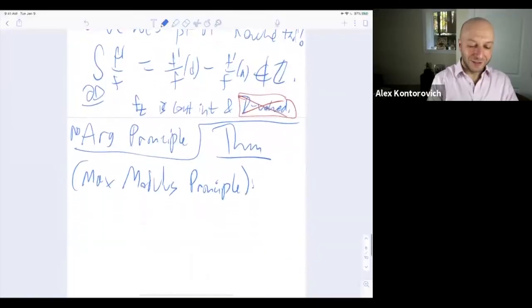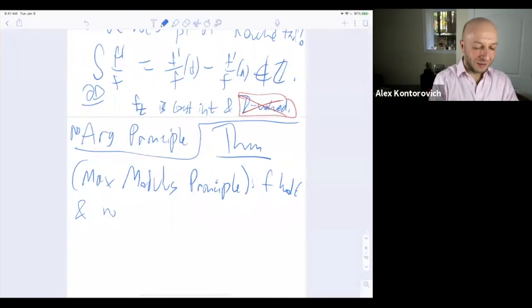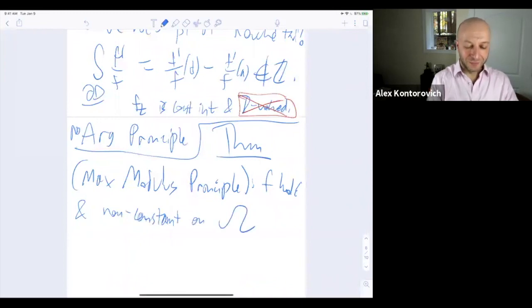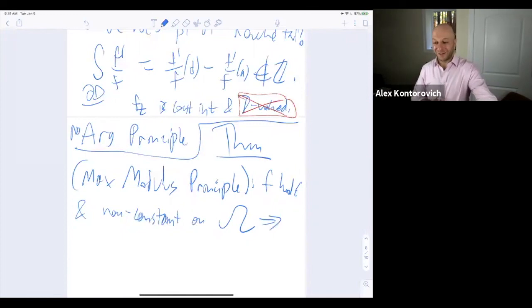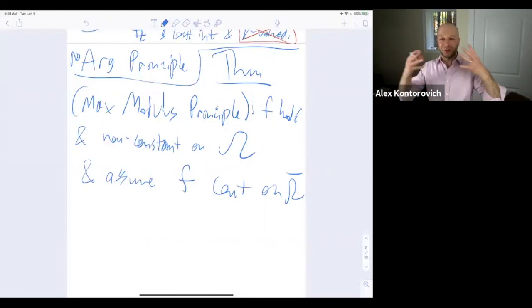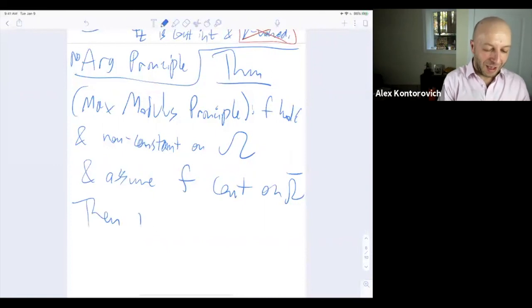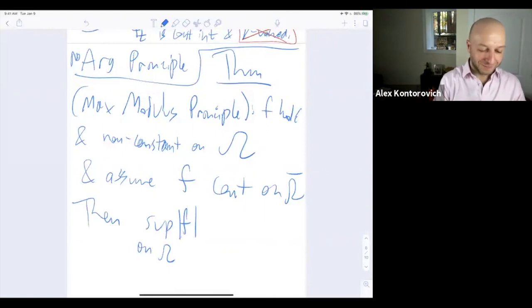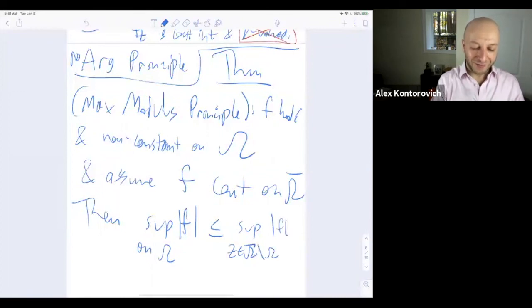Again, I need F to be non-constant, F holomorphic, and non-constant on some region, omega. Then what? Maximum modulus principle. F is holomorphic and non-constant on a region. And I want to assume that F is continuous on the boundary. So I want to have an extension to the boundary so I can speak of the boundary. Then the maximum value, the supremum of absolute value of F on this open region, omega, is at most the supremum over the boundary. In other words, for Z in the closure, take away omega itself, of the absolute value of F.